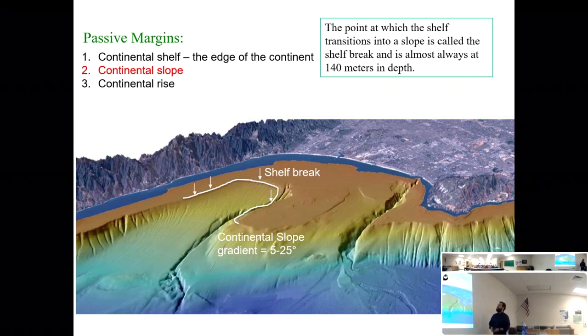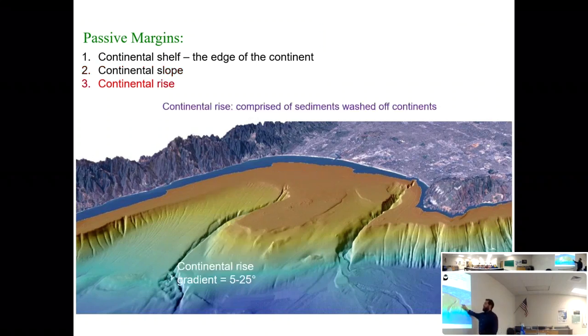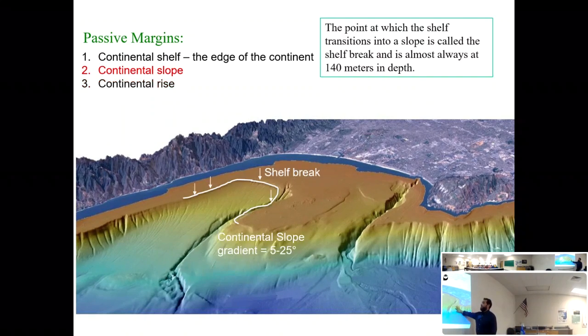And what's actually kind of interesting is continental breaks happen almost everywhere at about 140 meters depth in the oceans. After you hit the continental break, you're going to go into something called the slope. Do you all see this is the part where now it starts to slope down, and then the gradient becomes very steep. So it can become very steep. It can go all the way from 5 to 25 degrees.